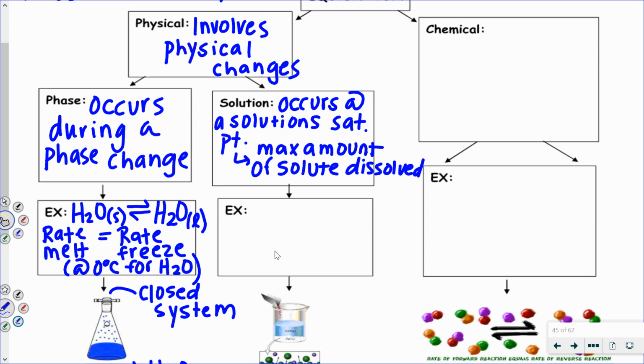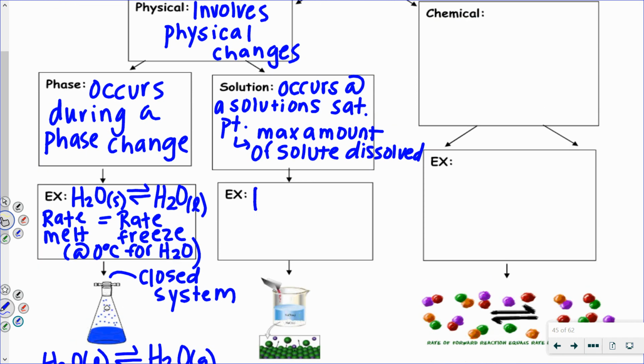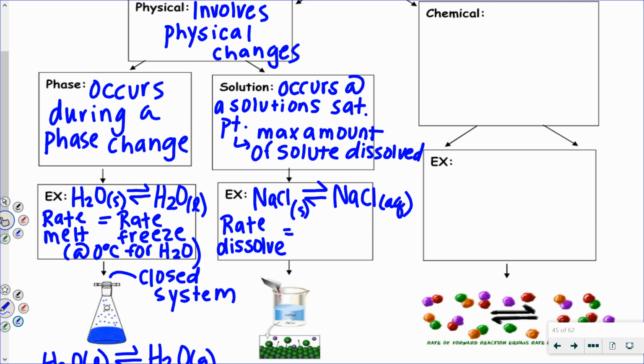So I'm going to kind of draw a picture down here. So I've got NaCl, sodium chloride solid, double-sided arrow, NaCl (aq), dissolved in water. So how I represent a solution equilibrium is that the rate that this solid is dissolving into the solution is the same at which that dissolved solution is reforming the solid. So the rate of dissolving equals the rate of recrystallizing.